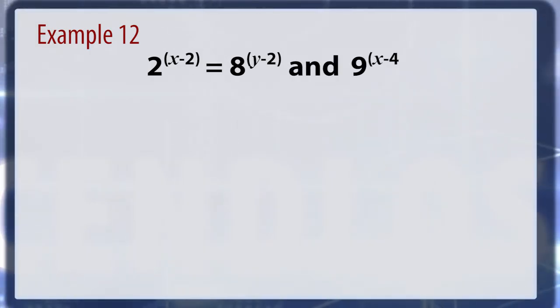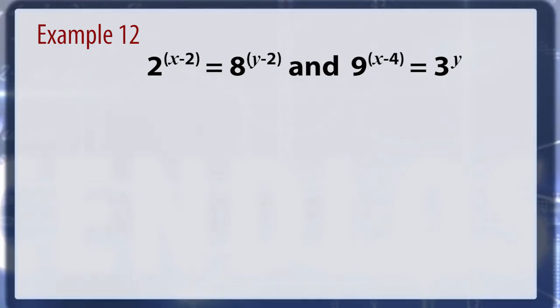This time we have two equations. The first equation is 2 raised to the power x minus 2 is equal to 8 raised to the power y minus 2. And the second equation is 9 raised to the power x minus 4 is equal to 3 raised to the power y.